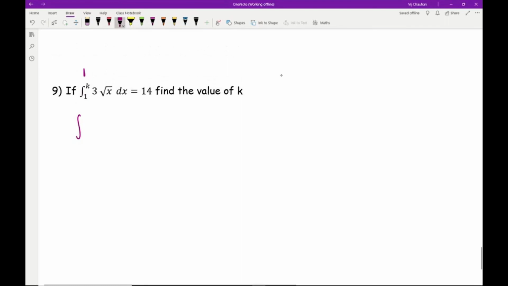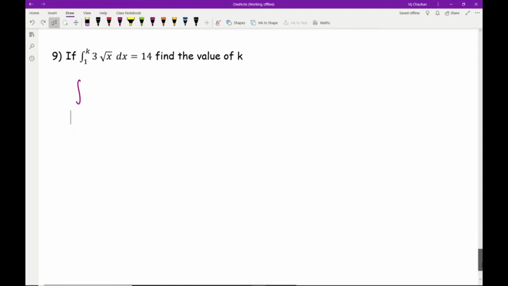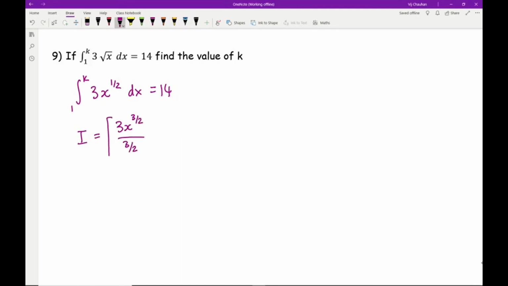So I've got k. Oh, what's gone on there? Right, so let's try again. So I've got k to 1 and I've got 3x to the half dx. Now I know that that equals 14. So integrating this, I get 3x to the 3 over 2, over 3 over 2, with the limits of k and 1, and that equals 14.